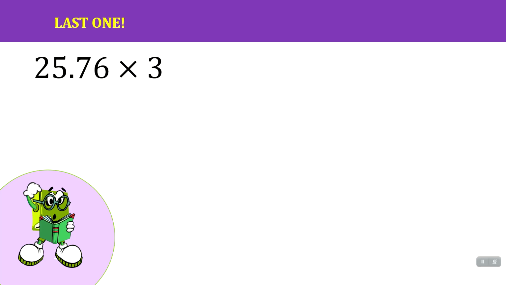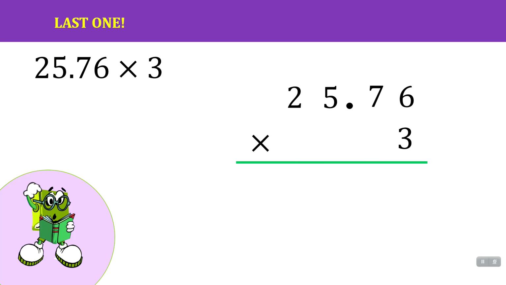25.76 times 3. Instead of writing headings, we're just going to write out the number 25.76 multiplied by 3. We ensure they're lined up along the right-hand side before we start to multiply. 3 times 6 is 18. We put 8 and carry the 1. Now 3 times 7 is 21, plus 1 is 22. We write 2 and carry the 2. Now 3 times 5 is 15, plus 2 is 17. We write 7 and we carry the 1. And lastly, 3 times 2 is 6, plus 1 is 7.